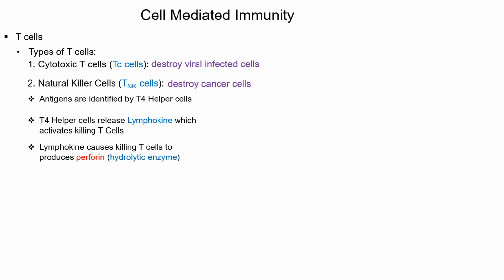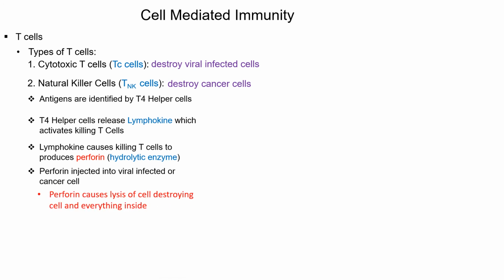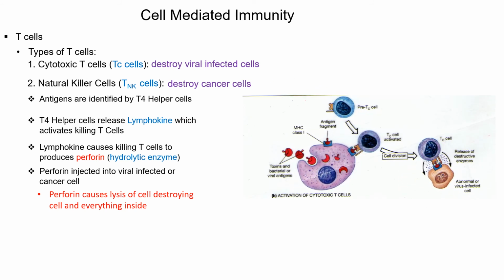Perforin is a hydrolytic enzyme. These cytotoxic T cells will then inject that into the viral infected cell. The NK cell will inject this perforin into the cancer cell, and it will perforate them. It will destroy them, and it will cause the cells to undergo lysis and destroy everything within it. So this is how we get rid of both. But once again, you can see this is right on the cusp of being autoimmunity. So we don't like to use this system unless we absolutely have to.